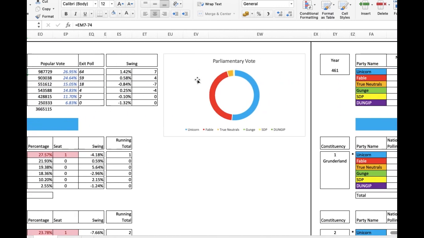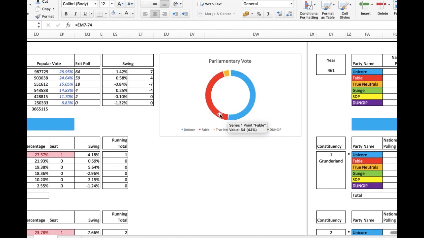Let's quickly have a look. This is what Parliament looks like. You can see it's very close between the opposition parties and the government at the moment.